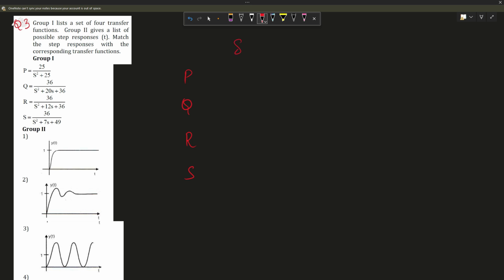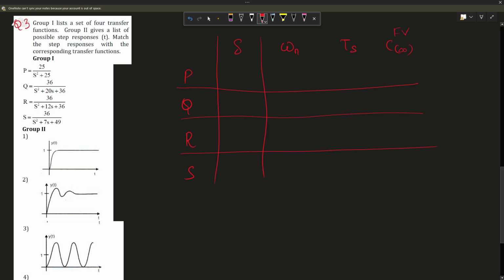Find their delta, their damping ratios, then find out the omega n and hence find out the settling time, and we will easily find the C infinity, or the final value. Once we find out this information, we can find out their responses easily and match. I am leaving this exercise for you.